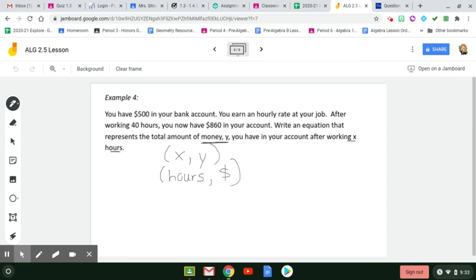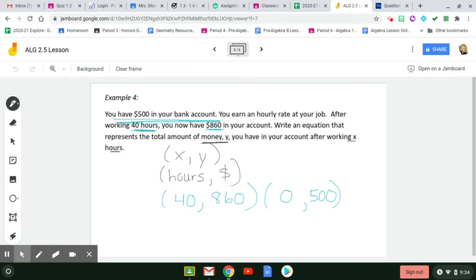Okay, look what I found. In this second sentence, after working 40 hours, I have $860 in my account. So here I go. 40 hours, I have $860. Okay, so I got that. Now let's look at that first sentence. You have $500 in your bank account. So I know that's going to be like the Y part because Y is money. But in terms of hours, I haven't worked any hours yet, right? But I'm starting out with $500. So 0 hours, $500.